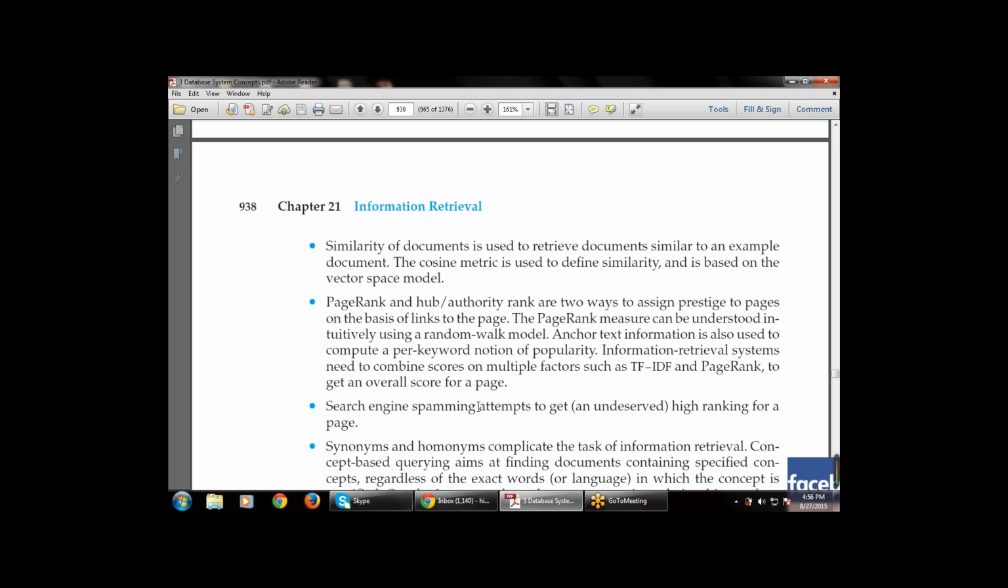Now, search engine spamming attempts to get an undeserved high ranking for a page. So any attempt to provide a high ranking for a page in this way is search engine spamming.